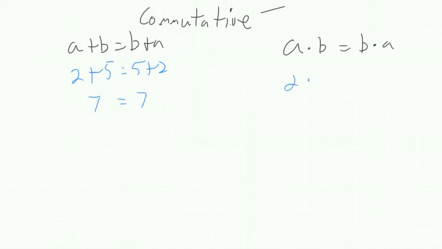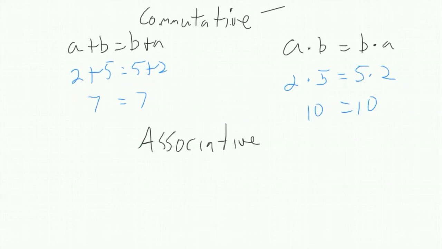2 times 5 is 5 times 2, which is 10 equals 10. The next property is the associative property, right? And this one deals with parentheses. And so the other one, I changed order. In the associative property, I changed the location of the parentheses.